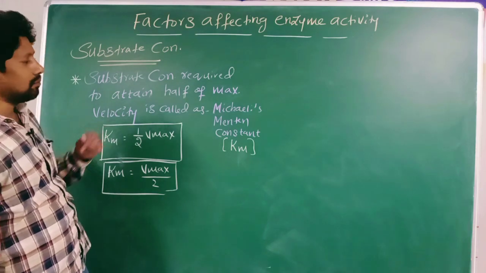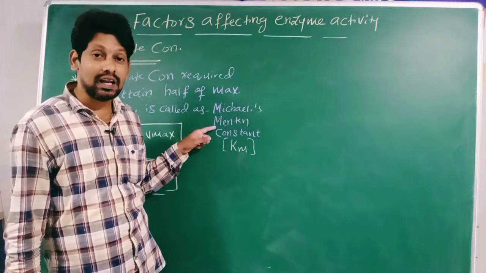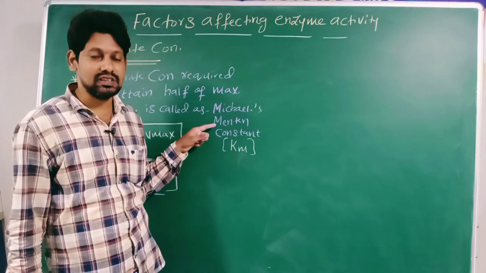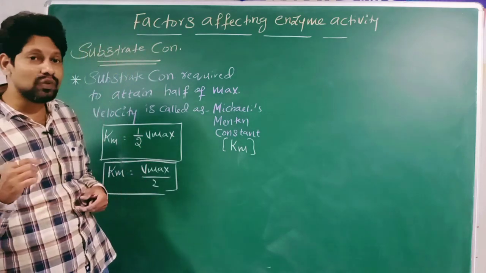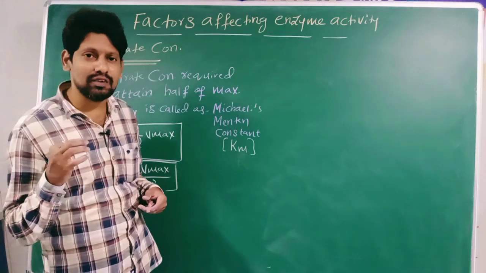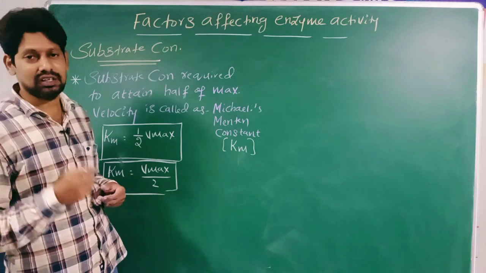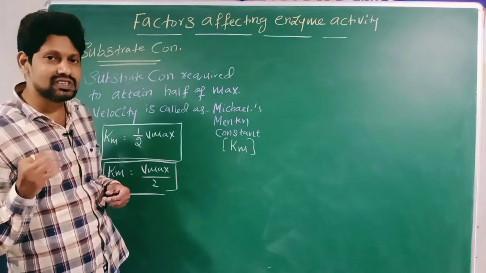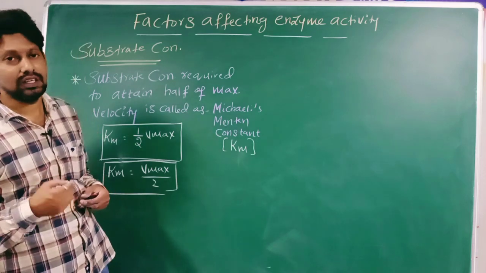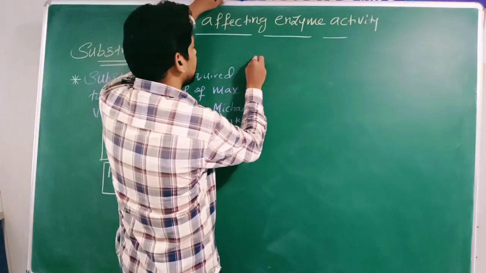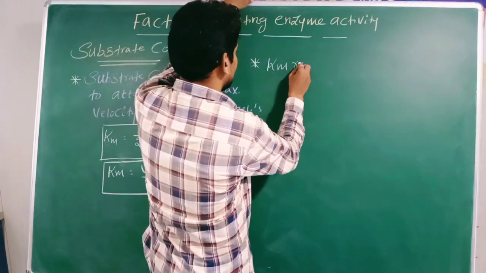Sir, this Km, that is Michaelis-Menten constant, it represents an inverse relation between enzyme affinity with its substrate. Inverse relation between enzyme affinity with its substrate. Therefore, Km represents what?